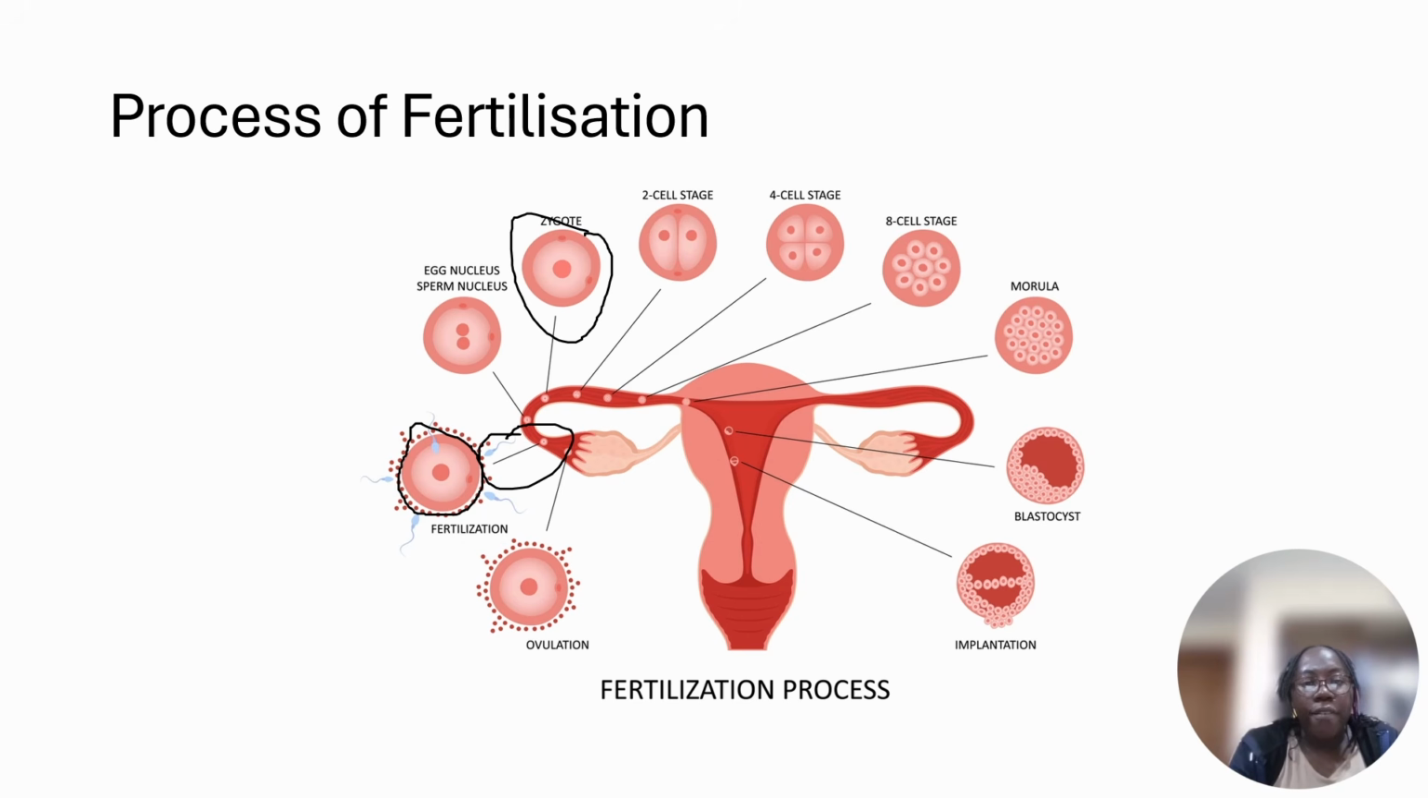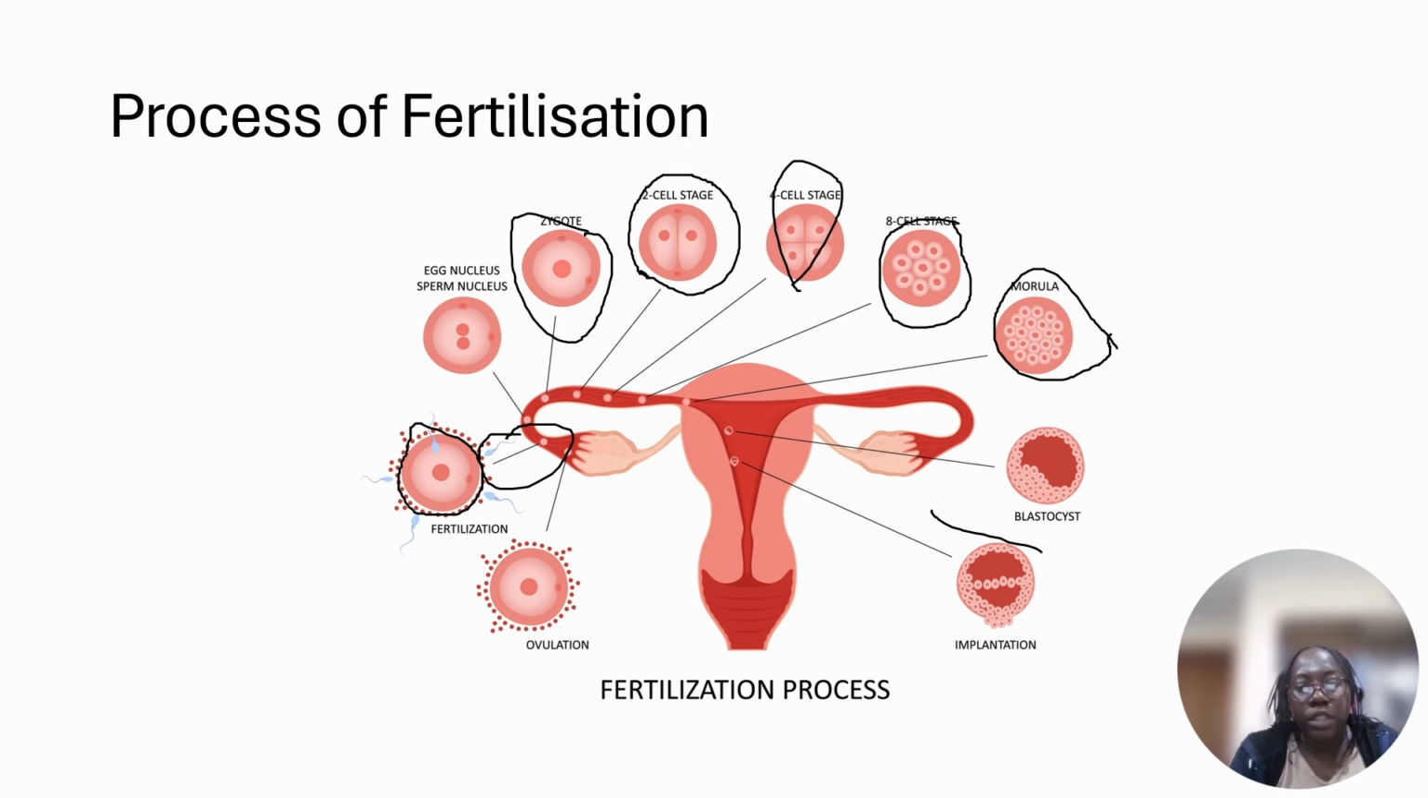And then you have the division that happens. First, you have the cell divided into two, and then into four, eight cells, and you have a morula, and you have a blastocyst. You can see that the cells are starting to form, and you have the implantation, which is when, here, the implantation. You can see it here in the uterus.